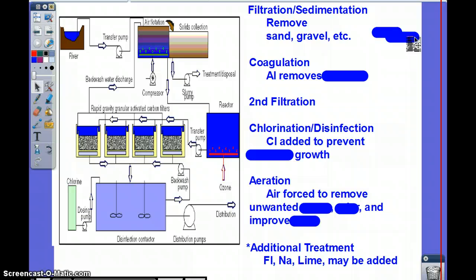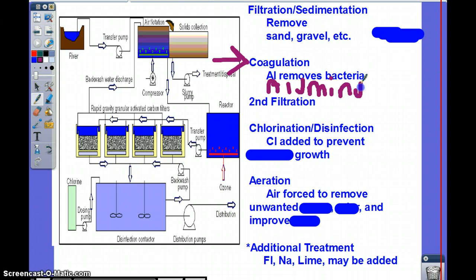And then it goes into the second pool, which is where it starts to get complicated for you to remember these words. It goes through a process called coagulation. And what they're doing is they're adding aluminum to remove the bacteria that's in the water. We could call this step 3. It goes through a second filtering system. So another set of screens filter out little particles that actually can form from the previous chemical reaction.